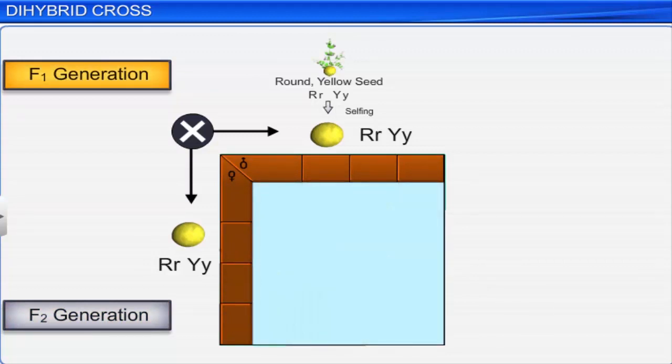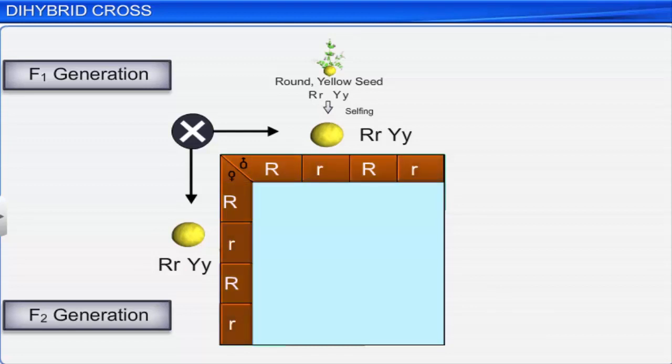For example, in the dihybrid cross experiment conducted by Mendel, the genotype of the seed obtained in the F1 generation was capital R, small r, capital Y, small y. Now let's consider the segregation of one pair of genes, capital R and small r. Here, 50% of the gametes have the capital R gene, and the remaining 50% have the small r gene.